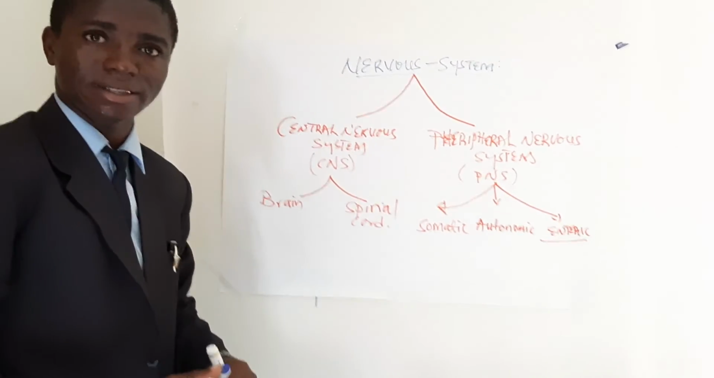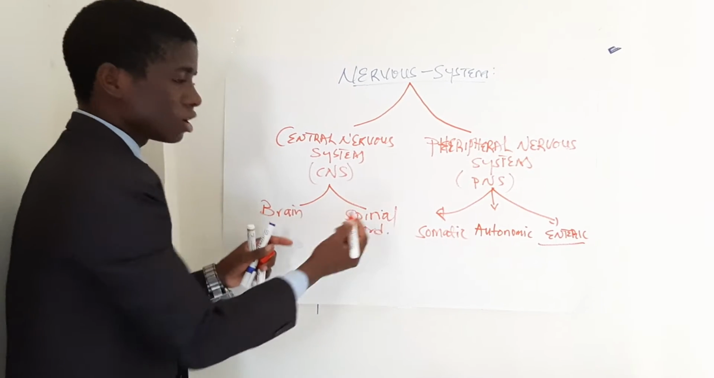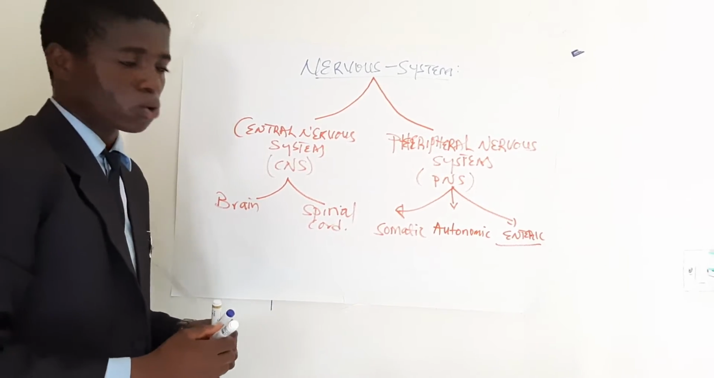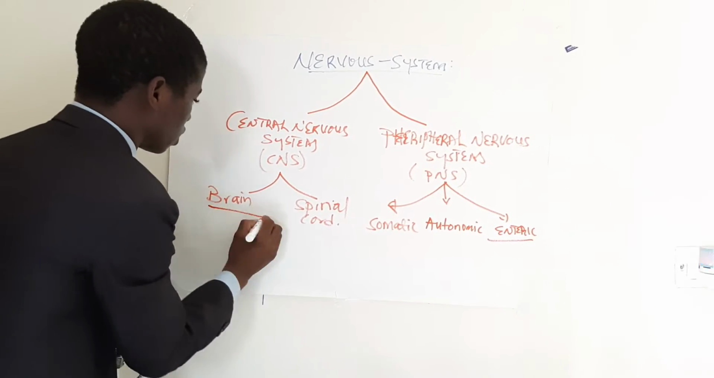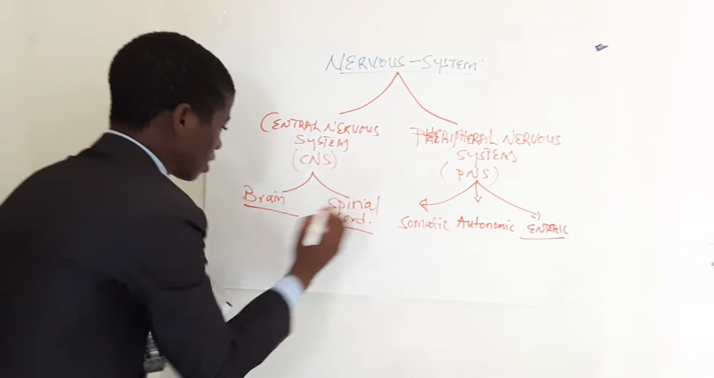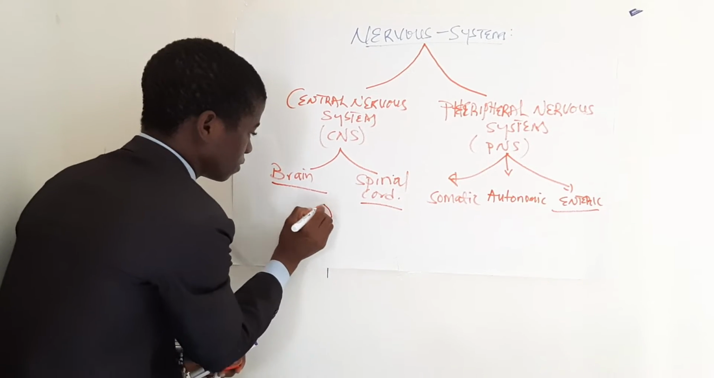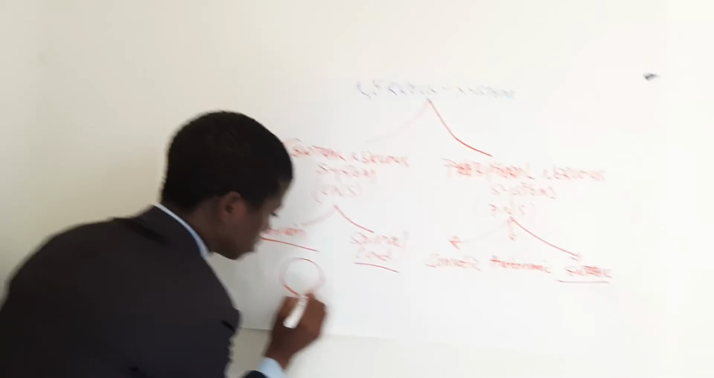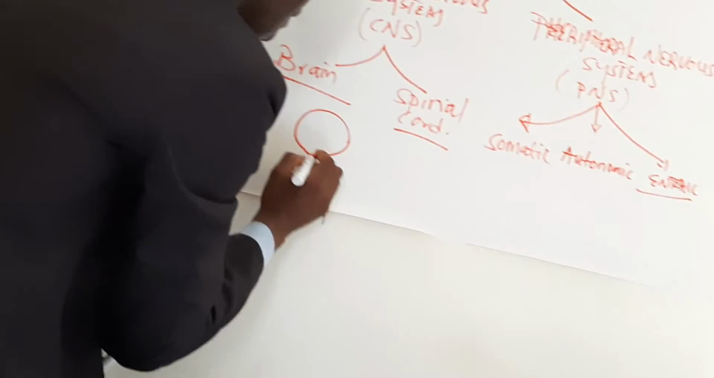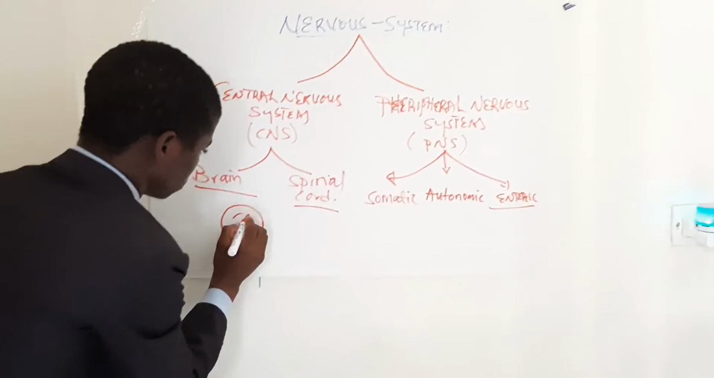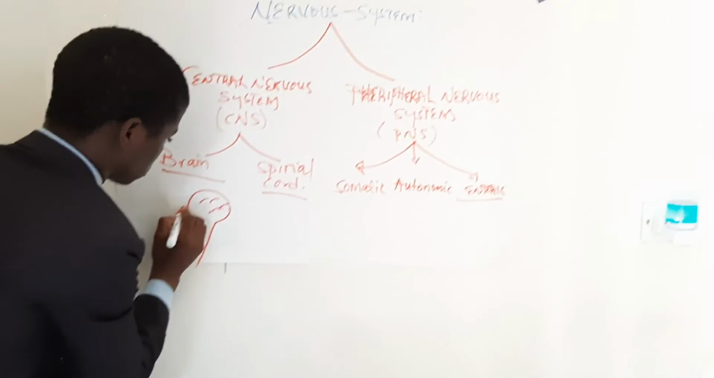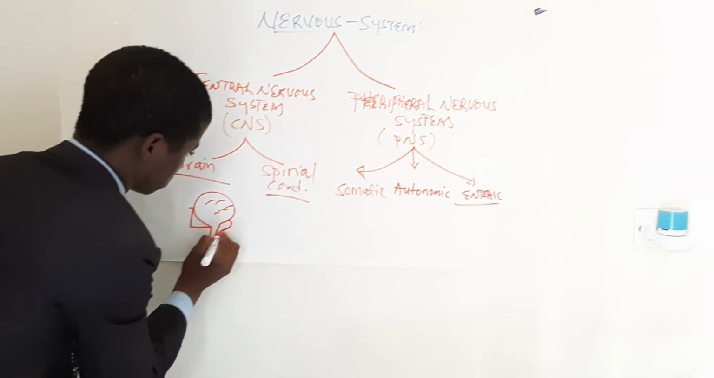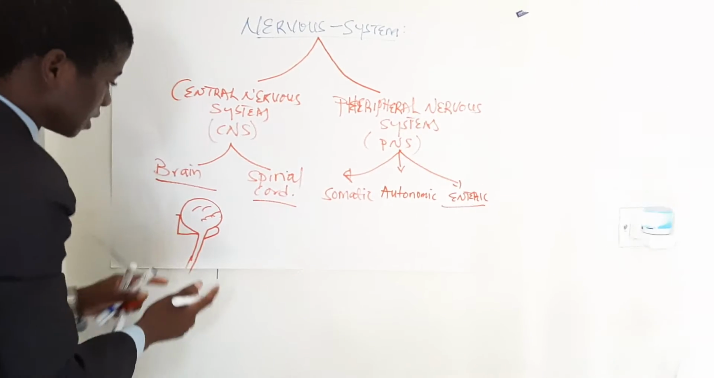Then let's take the brain. The brain is always coordinated with the central nervous system. Exactly what happens is this. Let's take an example with this. This is the brain, and this is the spinal cord.